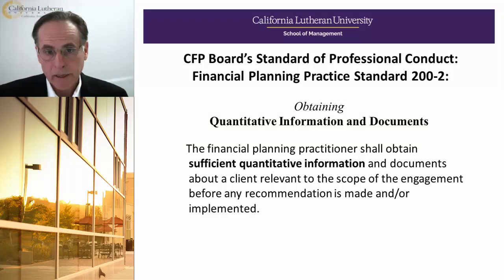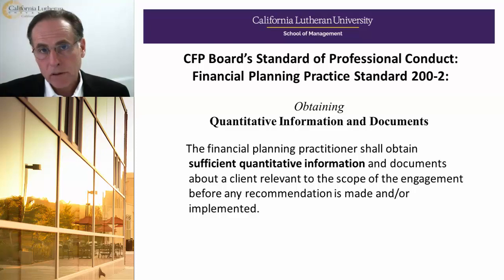Financial Planning Practice Standard 200-2: Obtaining the quantitative information and documents. The financial planning practitioner shall obtain sufficient quantitative information and documents about a client relative to the scope of the engagement before any recommendation is made and/or implemented. The focus of this presentation, at least the remaining, will be on the quantitative information.